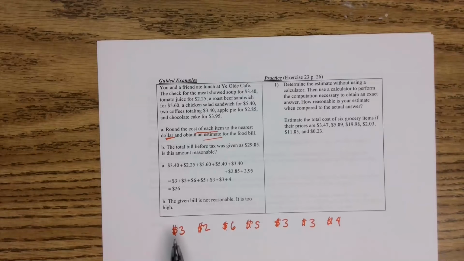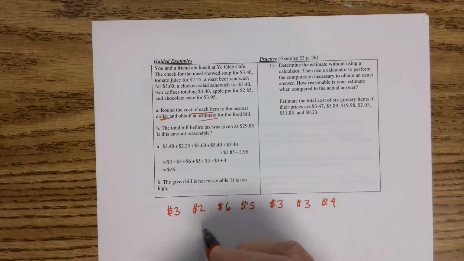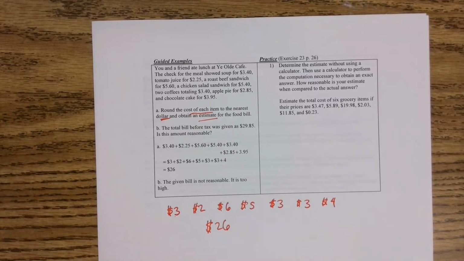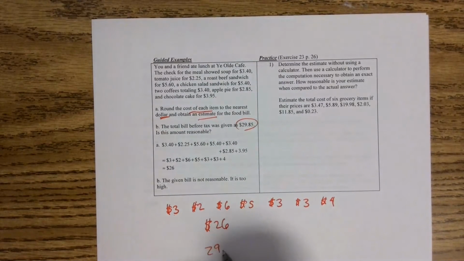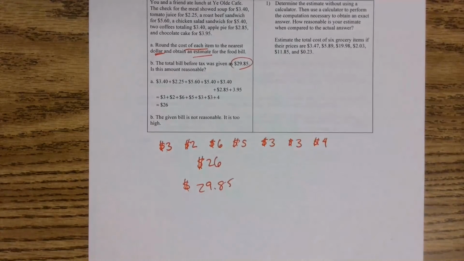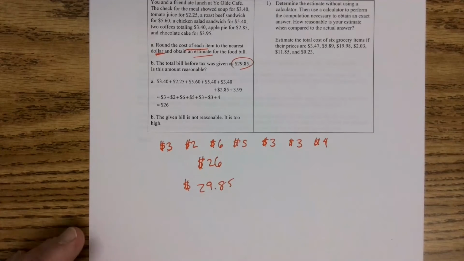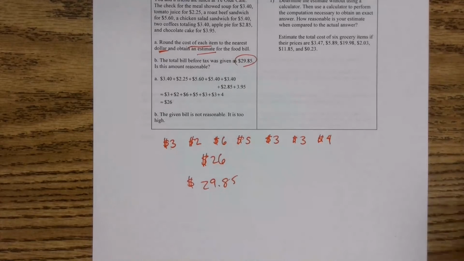Then we're just going to add up all these estimates. 5, 11, 16, 19, 22, $26. Okay, $26. The actual was $29.85. Is 26 too far away from $29.85? Not really. Some people might think it is. Probably not. We rounded down on a bunch of them, and when I round, I always think, well, I've been rounding down a lot, so I'll round one up and offset it.